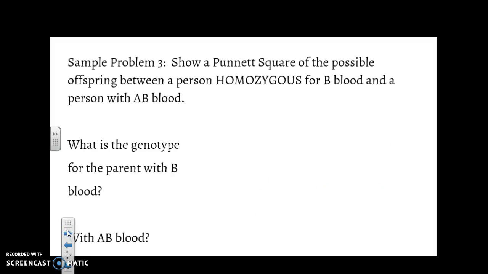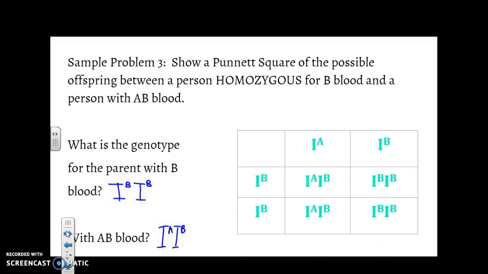The next sample problem: show a Punnett square of the possible offspring between a person homozygous for B blood and a person with AB blood. So what would the genotype be for a person with B blood? I^B I^B, because remember it's homozygous, so both alleles are the same. AB blood is co-dominant. Both of those proteins show up on the cell membrane. You plug that into your Punnett square, and you should get something like this.